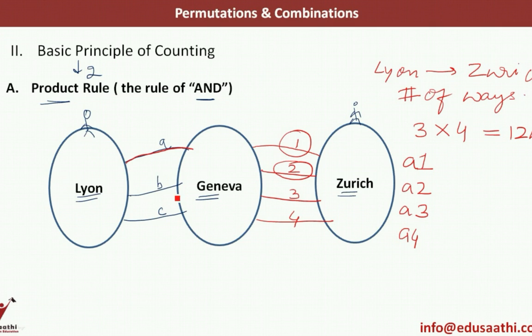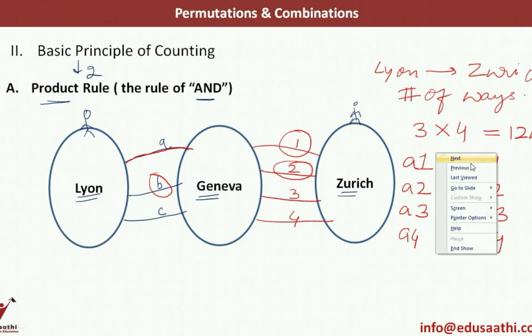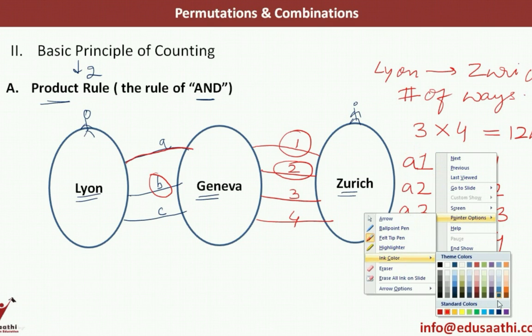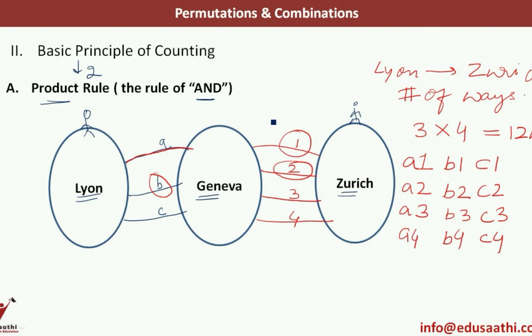Also, I can take the second route from Lyon to Geneva, which is B, and then take the route number 1. So I'll have here B1. Similarly, I will have B2, B3 and B4. If I take the third route from Lyon to Geneva, I'll have C1, C2, C3 and C4. So in all, if you calculate, we will have these 12 possibilities as we pointed out earlier. So in all, we have these 12 ways.